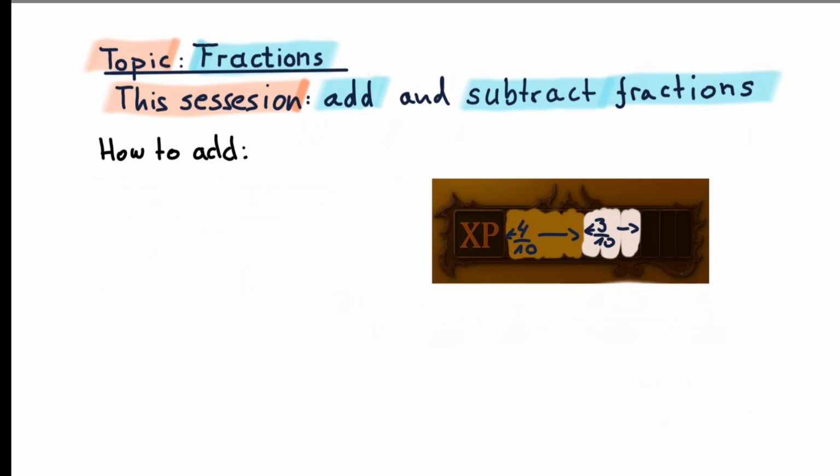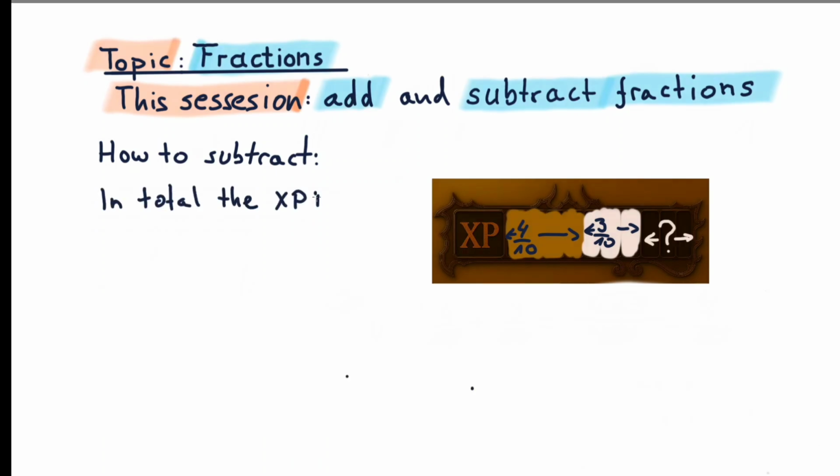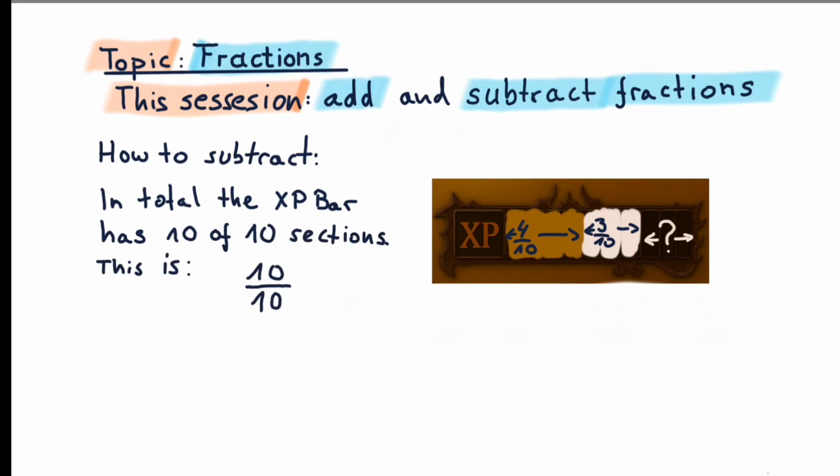But what about subtracting fractions? So let's take a look how to subtract fractions. Let's look again at your XP bar. It is divided into 10 sections. Completely full would be 10 out of 10. You have already collected 7/10. We mark this again on the XP bar.